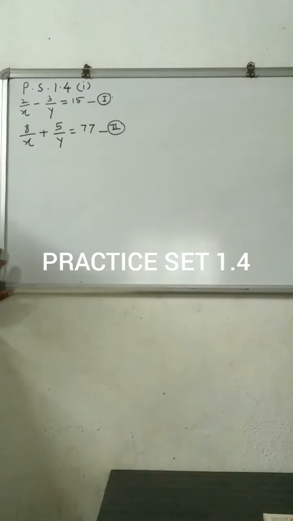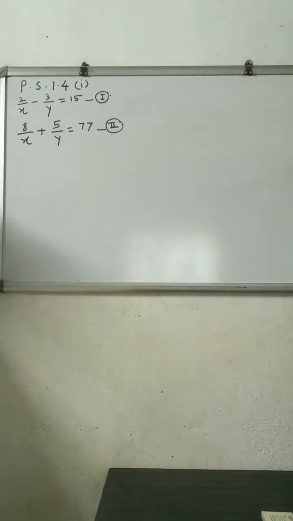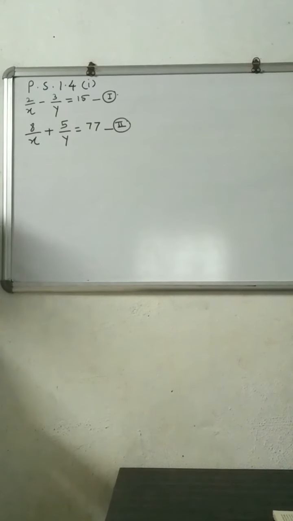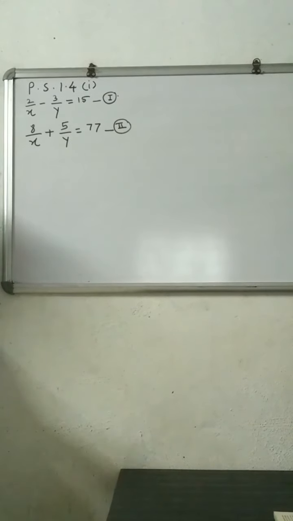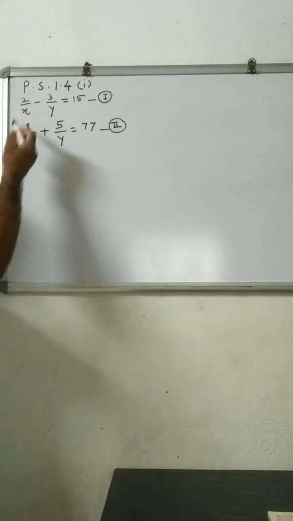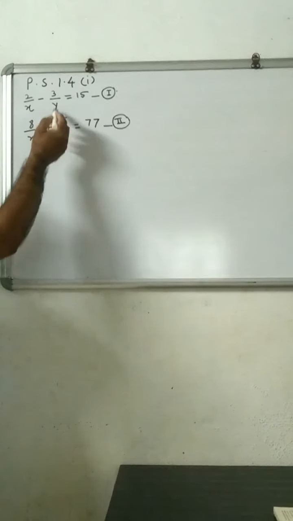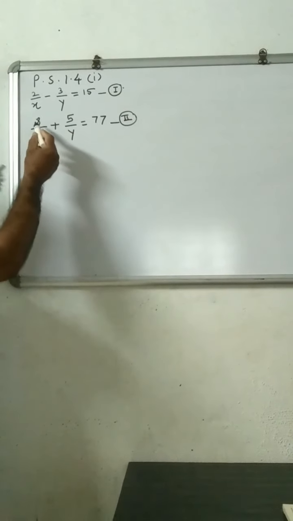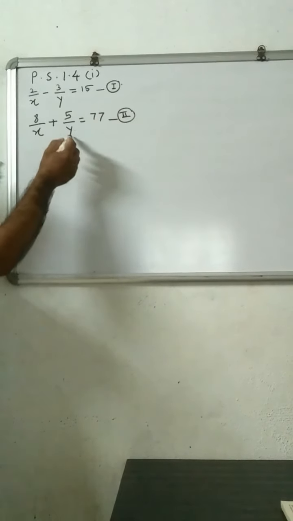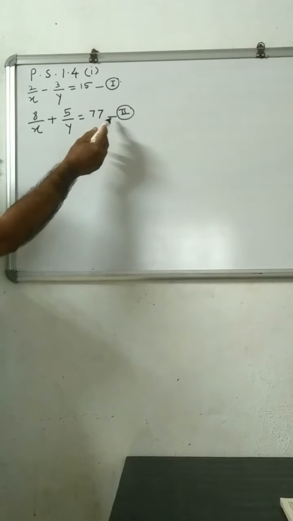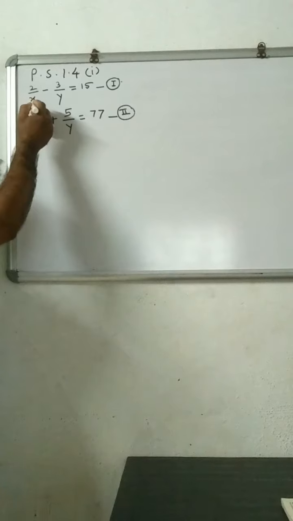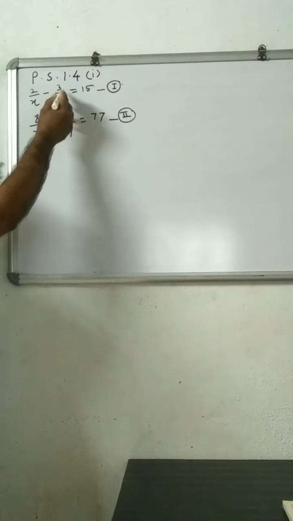Today we learn how to solve examples of practice set 1.4 using the substitution method. So first example: 2 upon x minus 3 upon y is equal to 15, question number first, and 8 upon x plus 5 upon y is equal to 77, equation number 2. Now here we will do the substitution for 1 upon x and 1 upon y.